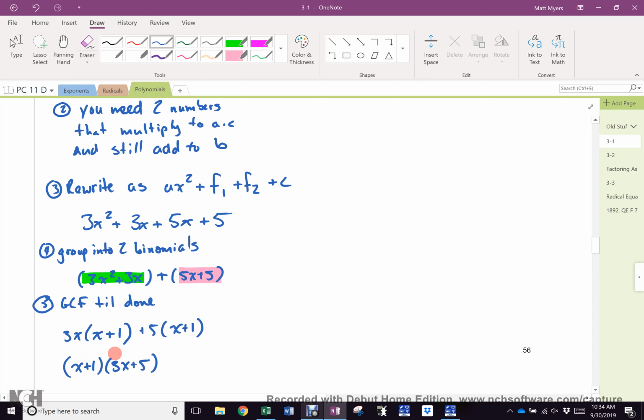This is what I was taught. This is what a great many grade 10 teachers are still teaching. I don't really like it, but there it is. That will work for all of you. Everybody cool?